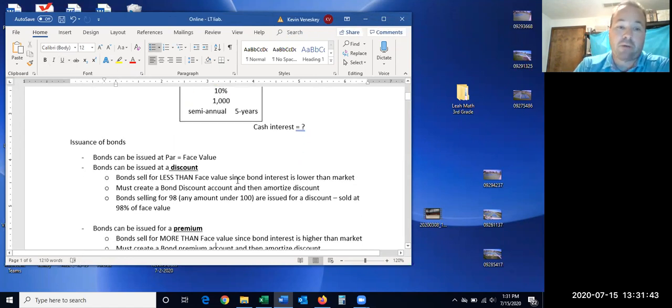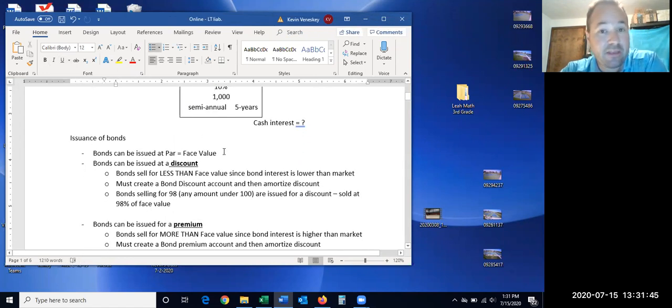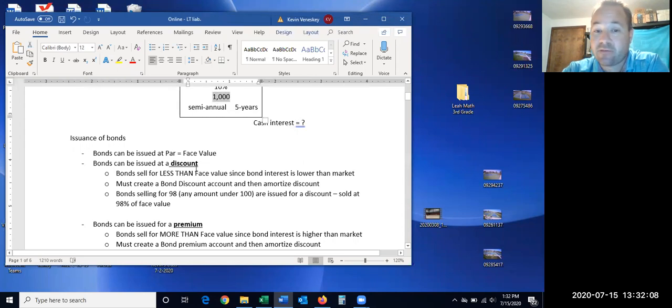All right. There could be a case where the bond rate and the market rate are the same. Then you can just sell it for face value. That's the easiest, and that's what we're going to see on our first Connect exercise in the second part. So then the bond can sell for a discount, which means it's selling for less than the face value. Face value is 1,000. It's selling for maybe $950.